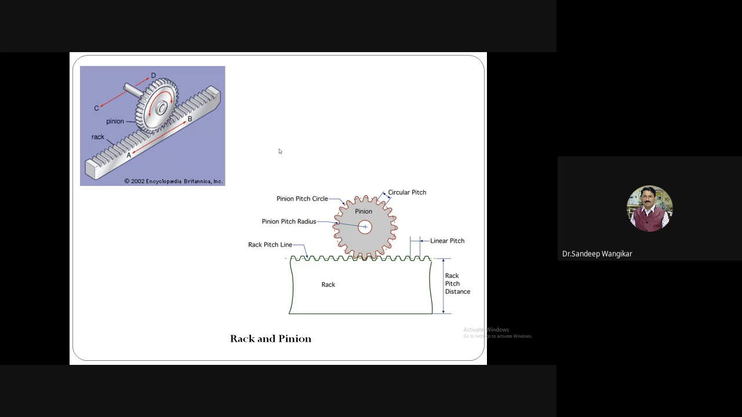This is the rack and pinion arrangement. If you see a simple lathe machine or any lathe machine, you can observe this rack and pinion arrangement. The rack is a straight type of gear with a profile, and there is a pinion. For the pinion, the pitch circle diameter is shown. For the rack also, there is a pitch line. The pitch line and pitch circle are matching, and that point is called the pitch point. The detailed terminology we will discuss again. This is the linear pitch.